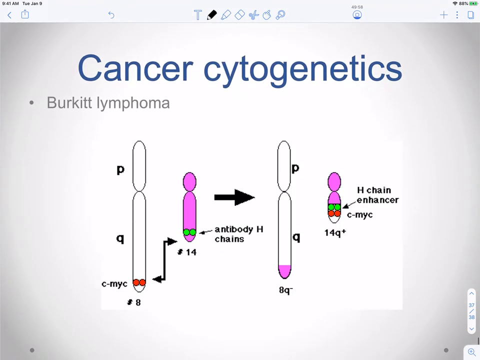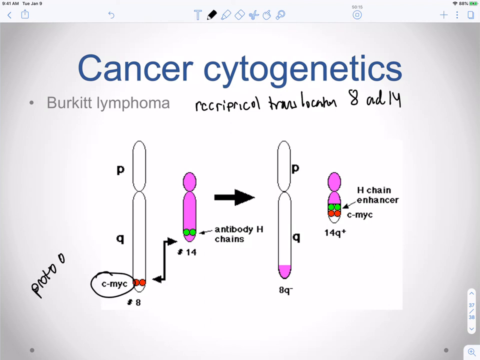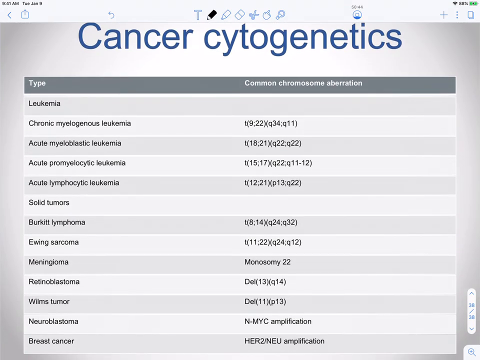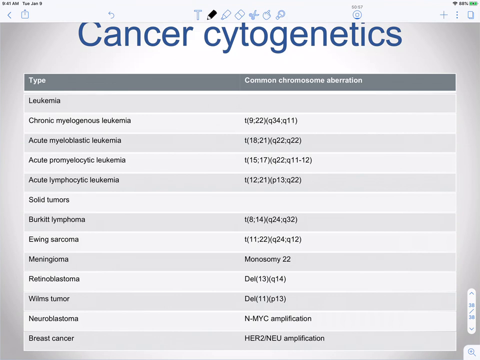There's also Burkitt lymphoma. Burkitt lymphoma is a reciprocal translocation between chromosomes 8 and 14. So you have MYC, c-MYC, which is a proto-oncogene, and it's moved from 8q24, and it goes to 14q32. And in this position, you have your heavy chain of your antibodies, which is a highly expressed gene in B cells. And so by moving the proto-oncogene with that heavy chain, you now have an increase in c-MYC and an increase in cancer. So many cancers have been related to these types of translocations where proto-oncogenes are moved behind a gene that is highly expressed in the tissue that is the target of the cancer. And so this is just to show you all the different tumors that have been associated with cancers.